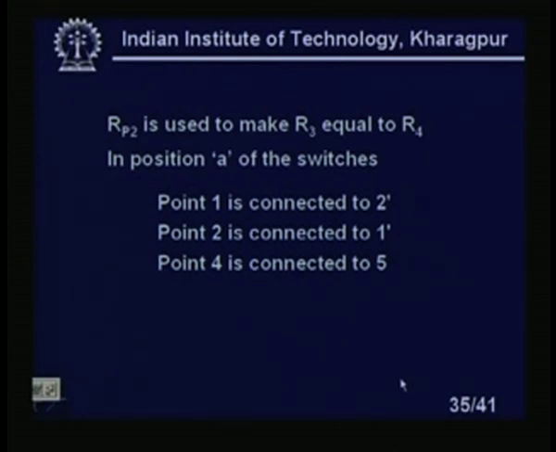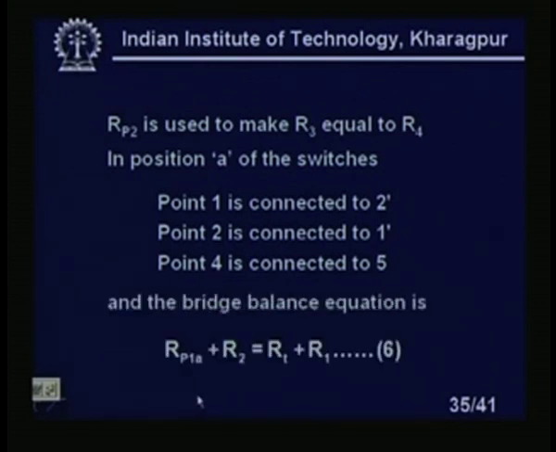In that case you see the 4 is connected to 5, right. And my bridge balance equations will be like this one. RP1A, that means at the switch position A, the value of RP1, I am giving the name RP1A. What is that? Again I am repeating, it is for the switch position A, that means all this connection.